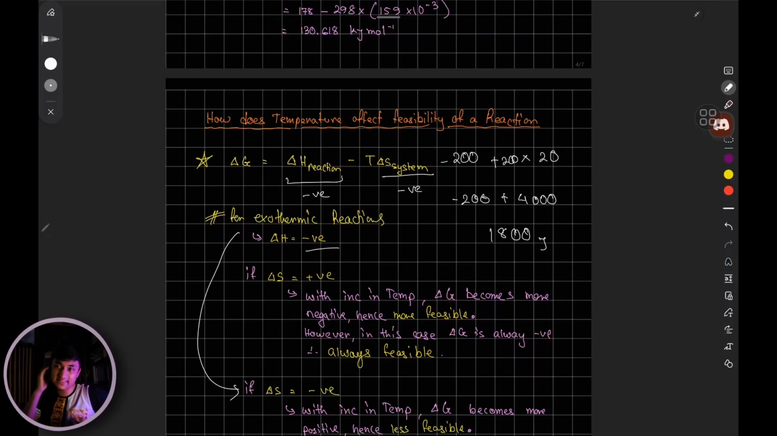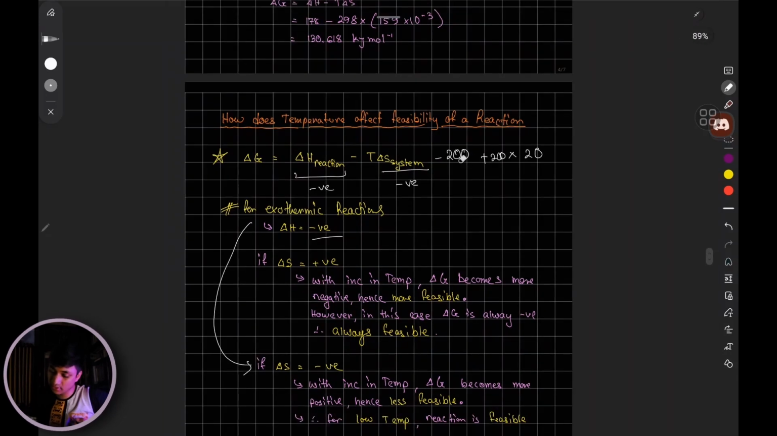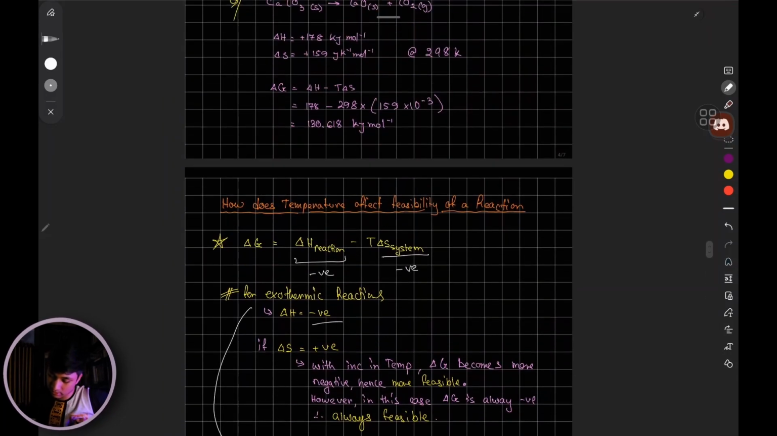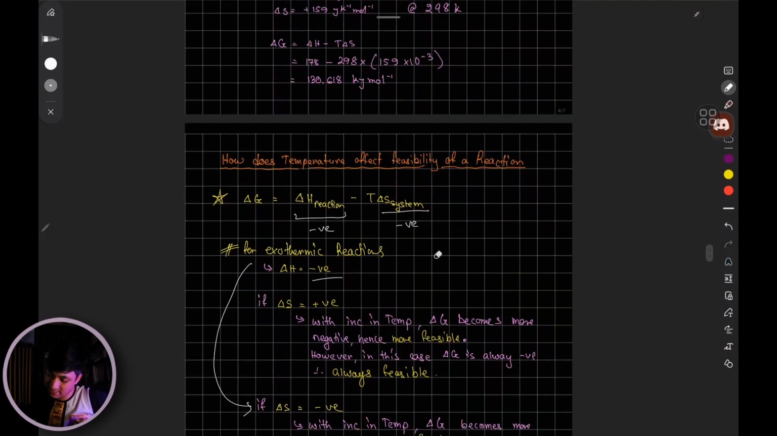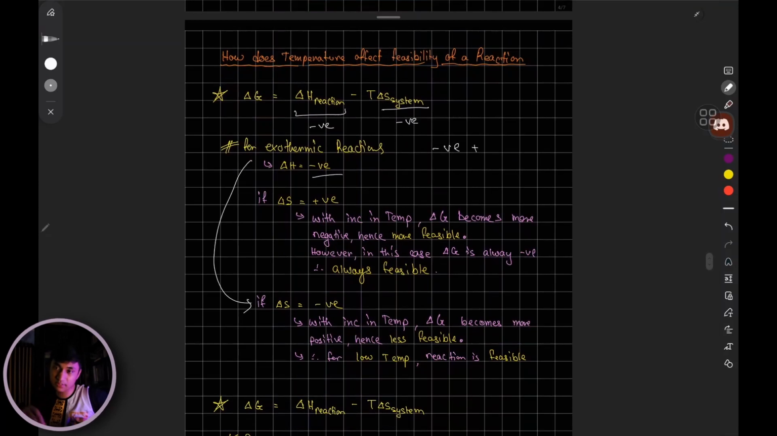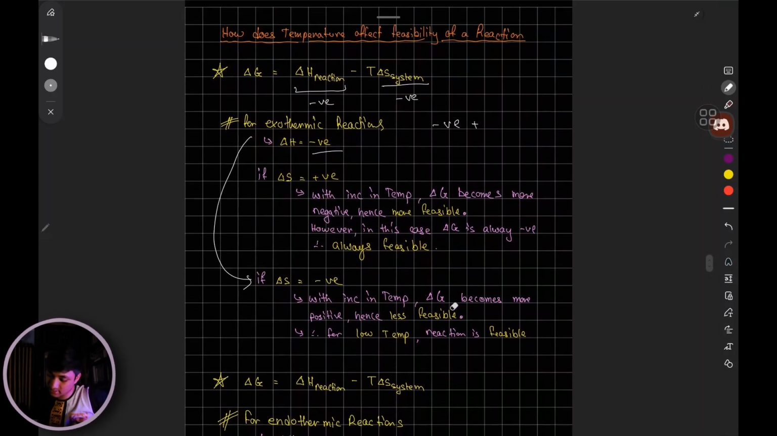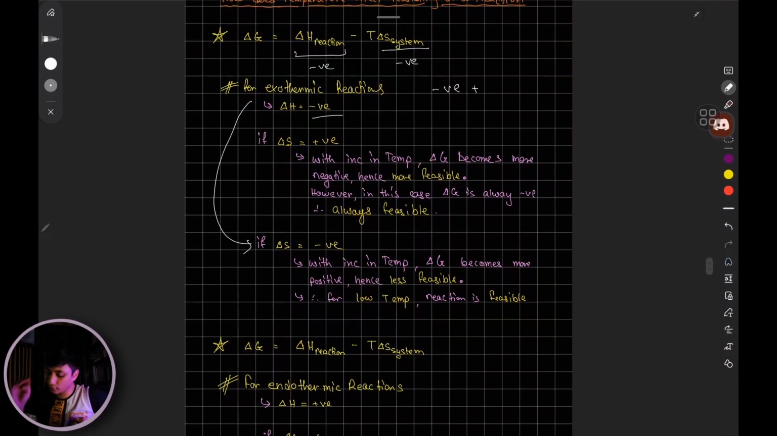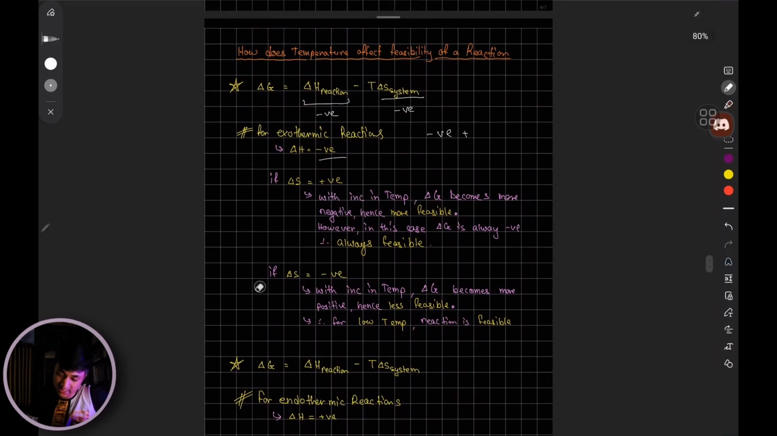Therefore, if you increase the temperature, the reaction becomes less feasible. Negative plus T del S, if you increase the temperature, less feasible, right? Because it becomes more positive. With increase in temperature, del G becomes more positive, hence less feasible. Therefore, for low temperature, reaction is feasible. So these are your two cases in case of exothermic reactions.